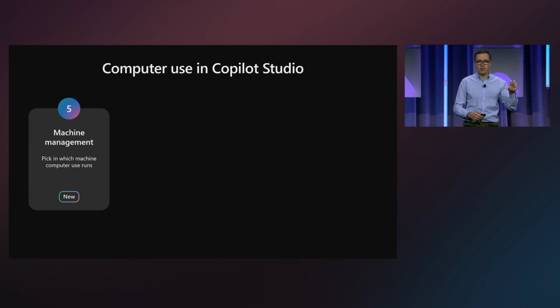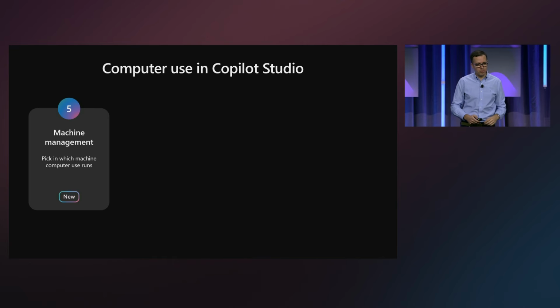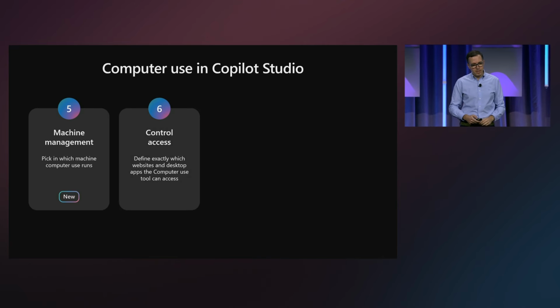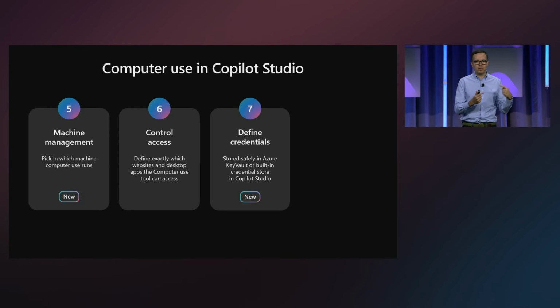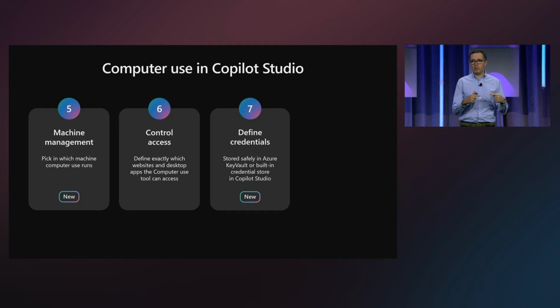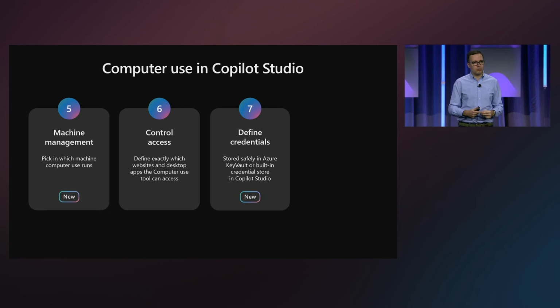So from copilotstudio.com, you can create a hosted Windows 365 agent machine right away and use it for computer use with everything already set up. You can also limit which websites and application the computer user has access to. You can define credentials, and this is something new as well that we're announcing. Many of the websites and applications you want to automate with computer use will require credentials. You can either store those credentials in an Azure Key Vault, or you can also use a new built-in credential store that we have in Copilot Studio for those credentials, and computers will be able to safely use those credentials to interact with those websites and applications.